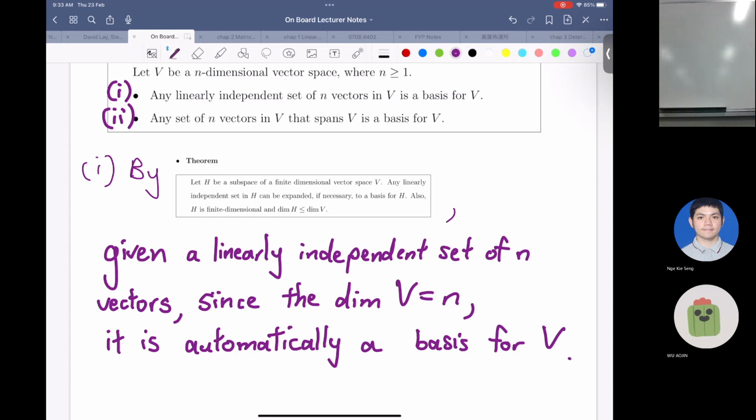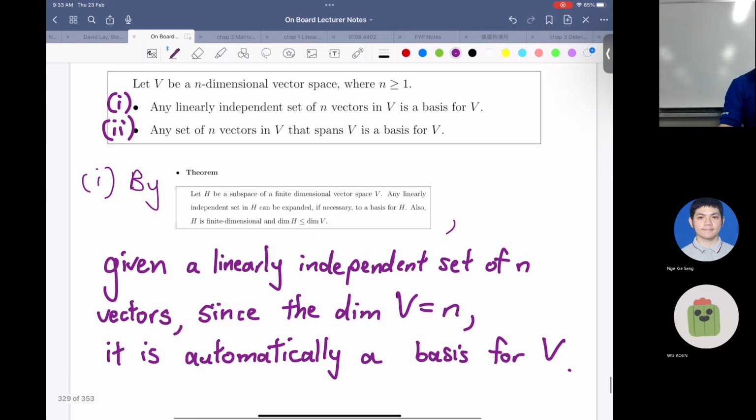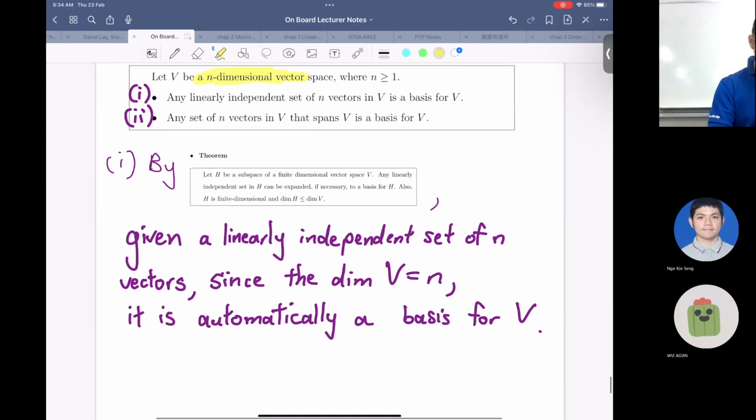So that means if you happen to know the dimension of your vector space is n, and you try to find a basis, you pick linearly independent vectors one by one. If you already pick n of them, then you can stop. You don't need to check the span. You just pick n of them, then you can stop. So this is the first part.